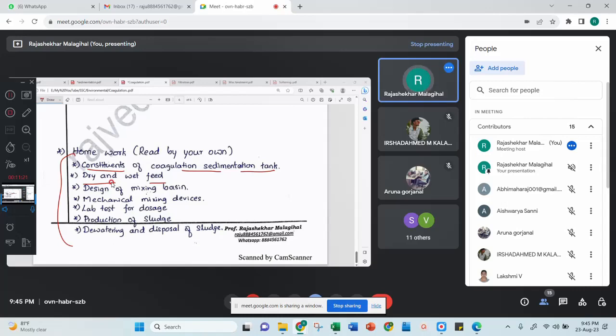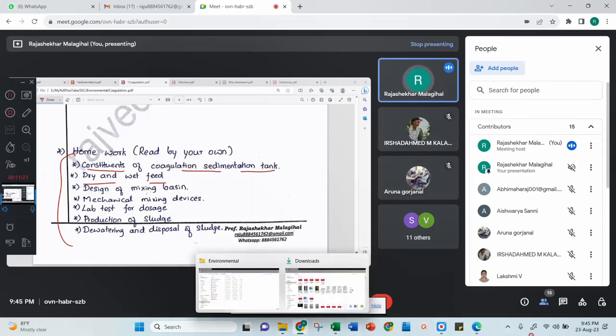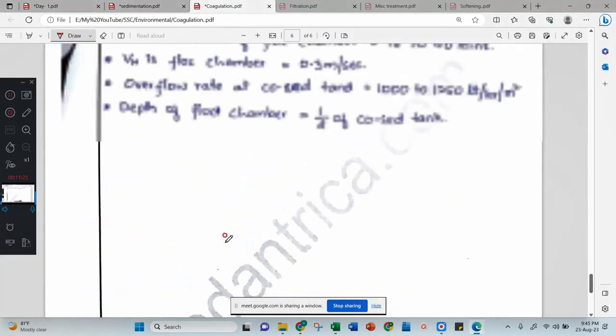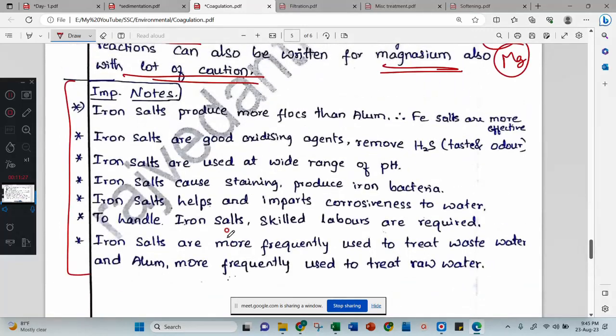And one more thing, I wrote it there, but I think I did not tell that one. This point here, iron salts are there, no? Iron salts produce more floc than the aluminium. Okay, these points will answer most of your questions. That Fe salts are more effective. More floc is produced by the iron salts.